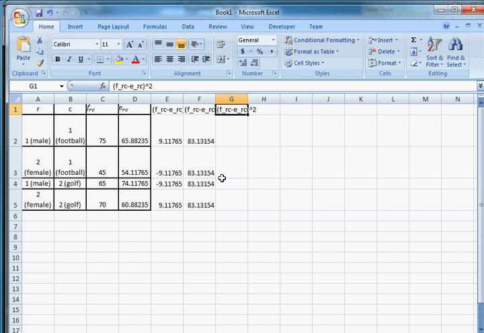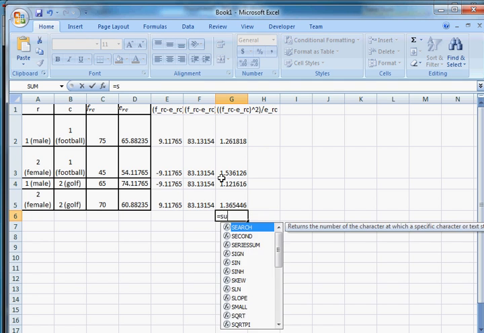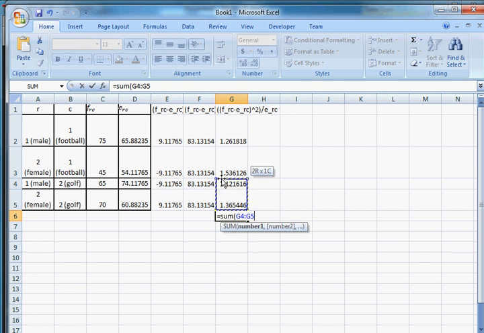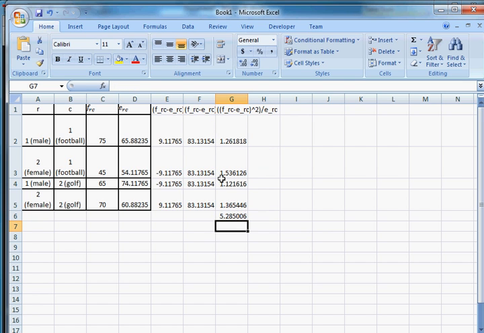Now we're going to want to divide this by the expected value, by the e_rc. So if we divide this by the expected value, it's 83.13154 divided by 65. Fill this all the way down, and those are our values for each row and column, right? To add these up, we can use the sum function, add them all up, 5.285.